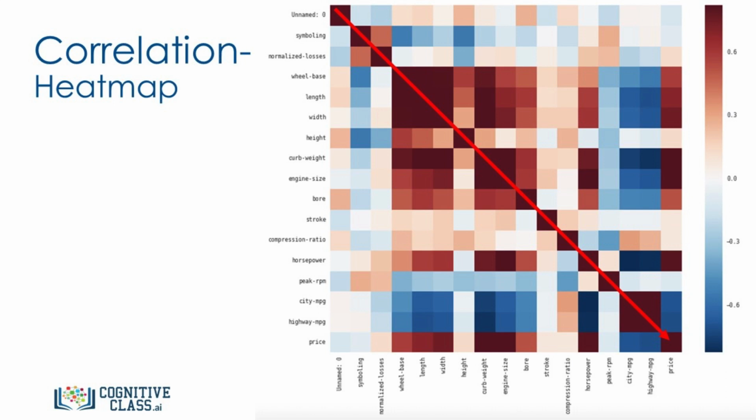This correlation heat map gives us a good overview of how the different variables are related to one another, and most importantly, how these variables are related to price.